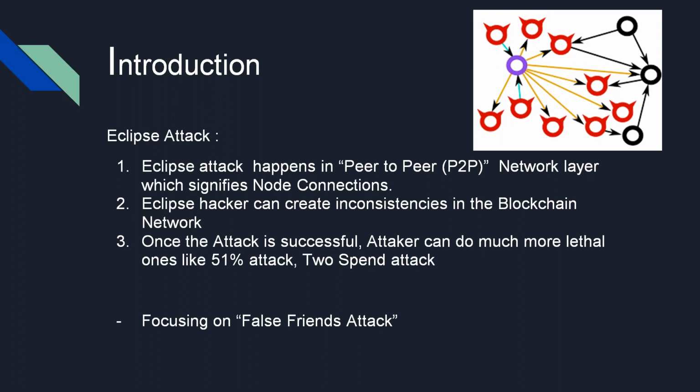Through Eclipse attack, a hacker can create inconsistencies in the blockchain network and thus can easily trigger a lethal attack like 51% attack, double spend attack, stubborn mining attack. The main goal is to hijack the routing table of the victim node. Over the last 2 weeks, we focused on a particular Eclipse attack called false friends attack. We'll be presenting this particular attack today.